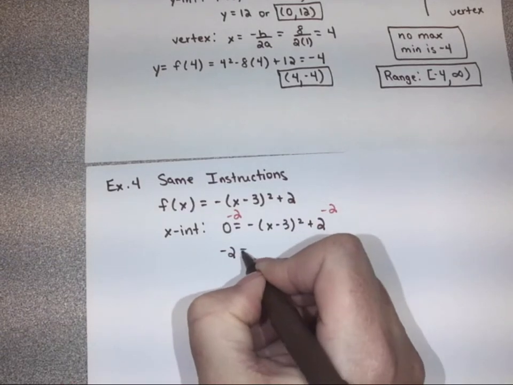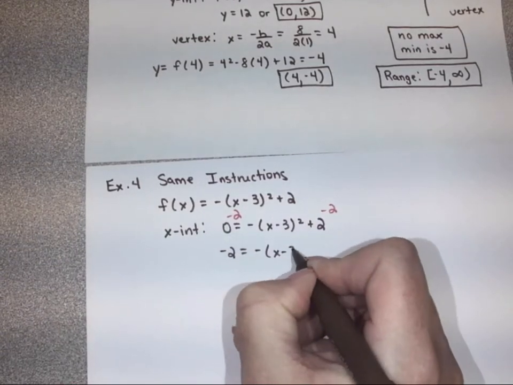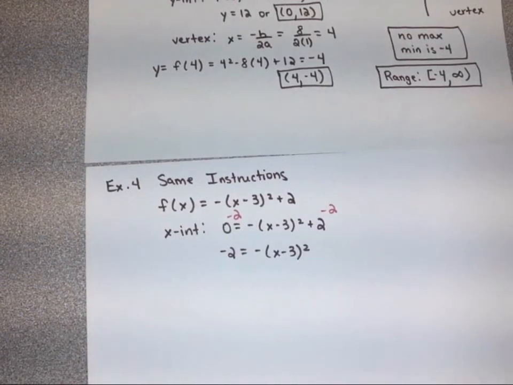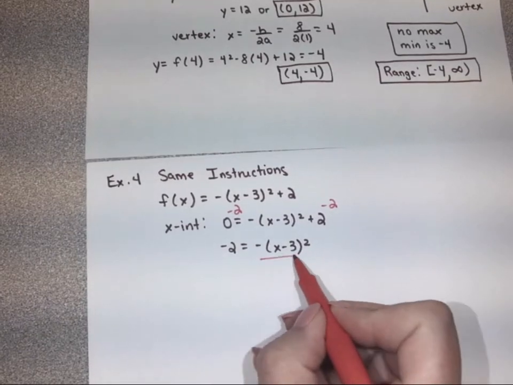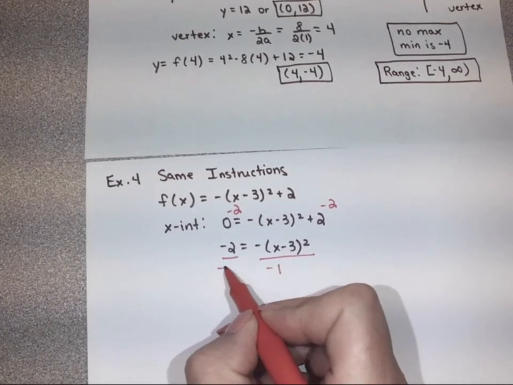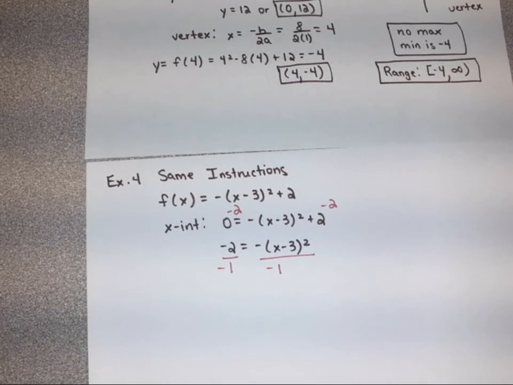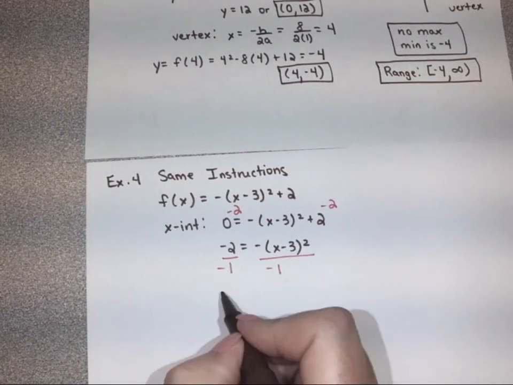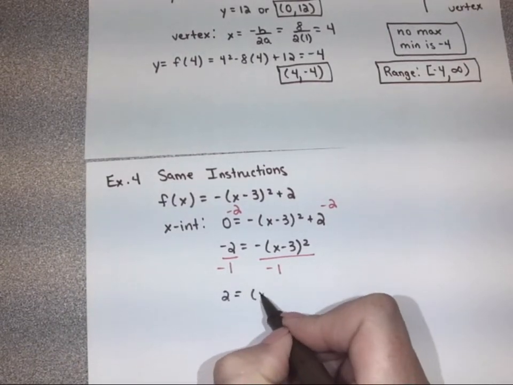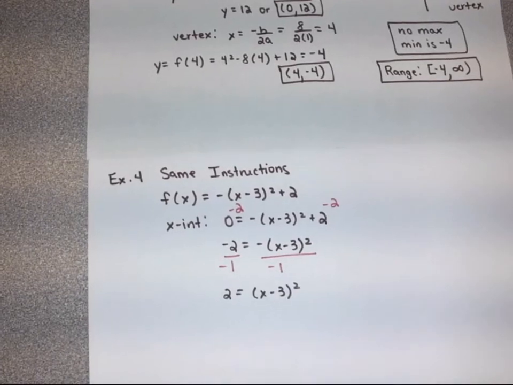So this would give us negative 2 equals negative parentheses x minus 3 squared. Remember, your goal is usually to get x by itself, or y if the problem involves y. So now let's get rid of the negative sign, which we could do by dividing by negative 1. So what am I going to get on the left there then? 2, right? Equals x minus 3 squared.